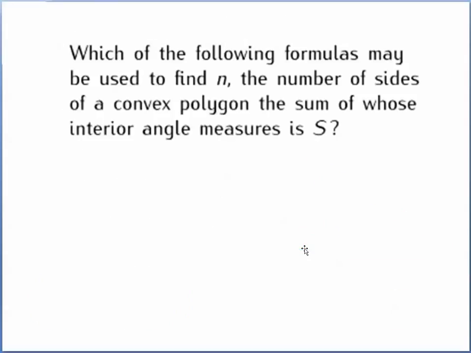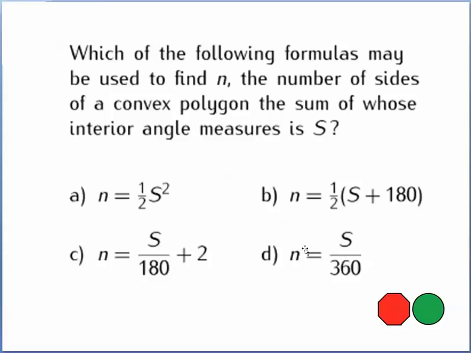Which of the following formulas may be used to find n, the number of sides of a convex polygon, the sum of whose interior angles measure is s? So here we have a bunch of different equations. Which one could you use to find the number of sides of a convex polygon? Click on the stop sign. All right, let's see how you did.